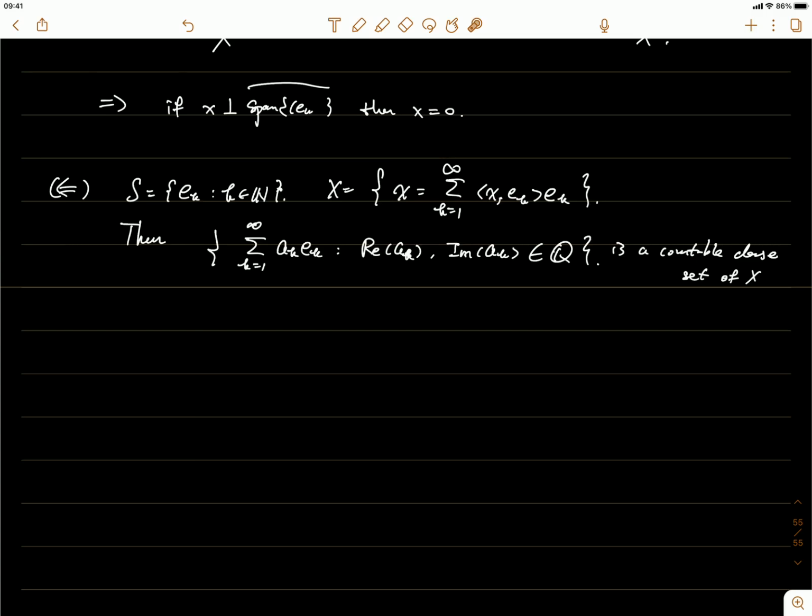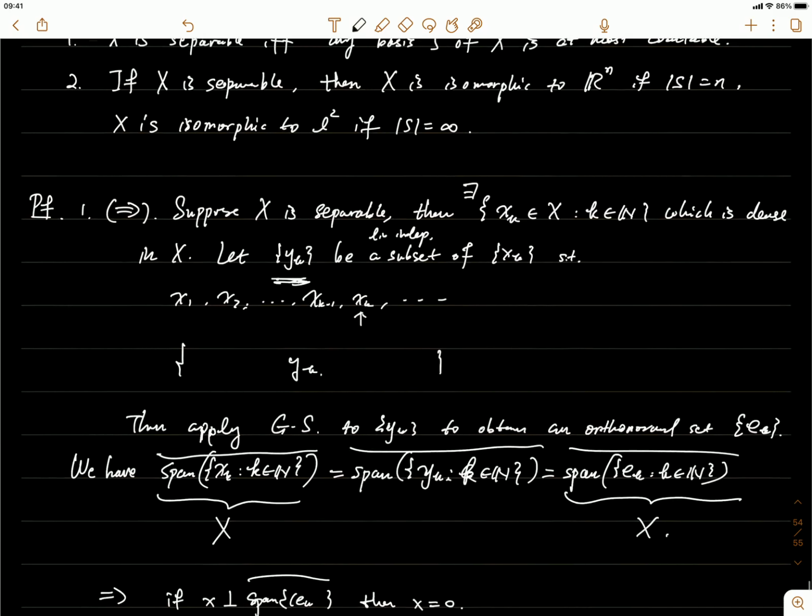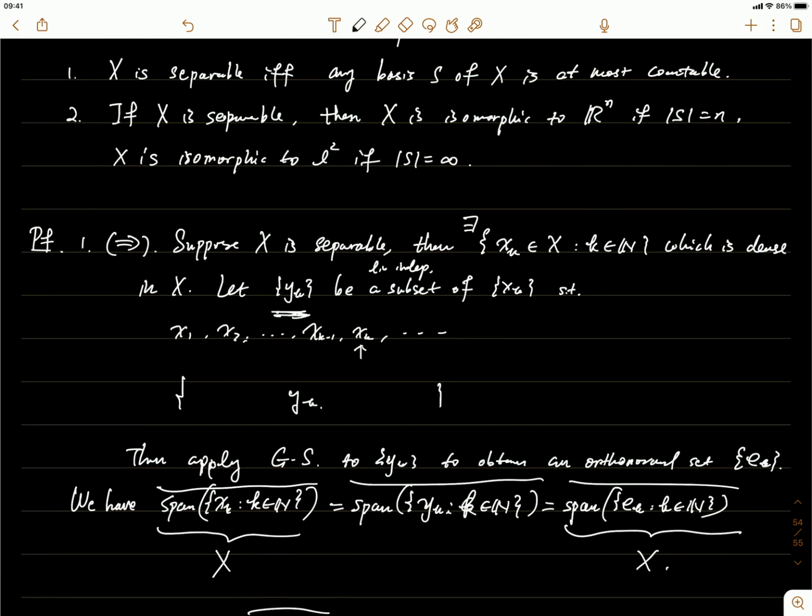Okay, so it's a countable dense set, and that verifies this direction. That means if it's separable, then the basis of X is either finite or countable. And in this case, we can define the dimension of this X. The purpose of doing that is that we can identify X with some simple space.